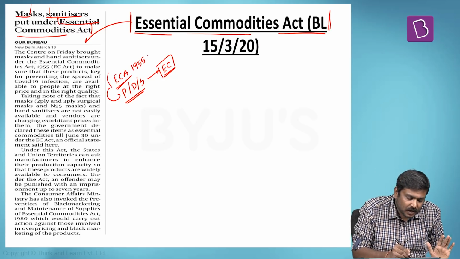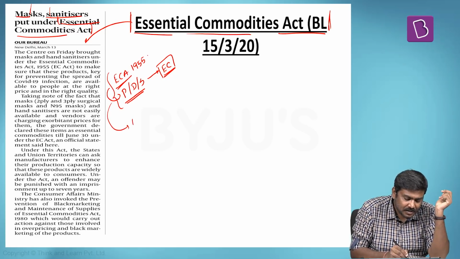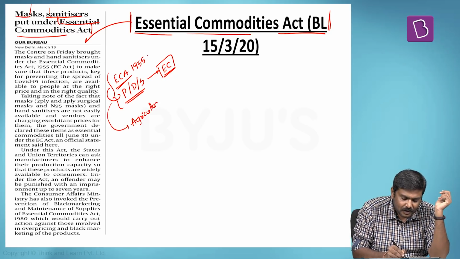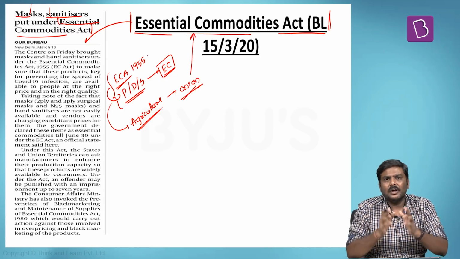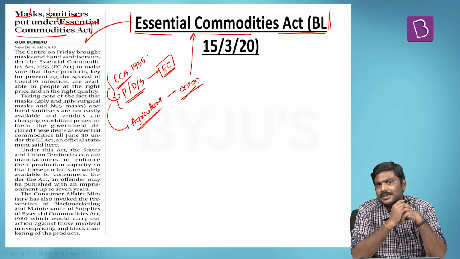This particular act usually is in discussion related to agriculture commodities. That is, whenever you discuss the concept of, let's say, the pricing of onion, usually this particular term of essential commodity or this particular act will be quoted in the discussion.